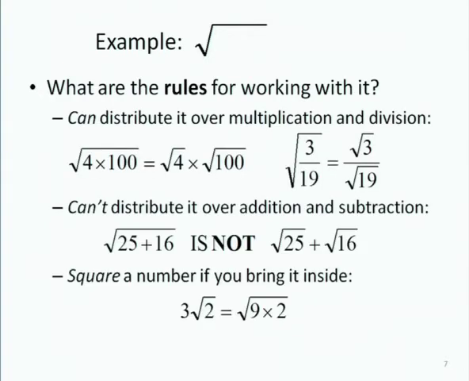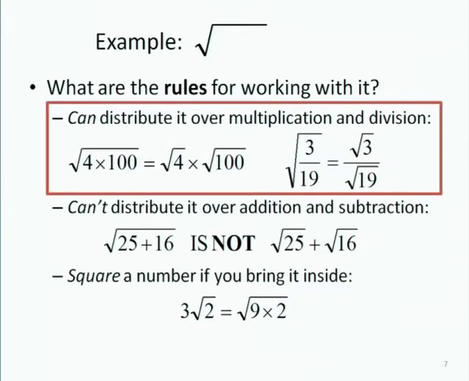So what are the rules for working with it? And this is what I mean by what are the rules. So I'm illustrating what I mean by that. So you can distribute it over multiplication and division. So in particular, if you've got a times underneath it, then you can just do the times after. You can separate that and do the roots separately and then times. If you've got a fraction underneath it, you can do the roots on the top and bottom separately and divide. So that's one of the rules for how to deal with it.